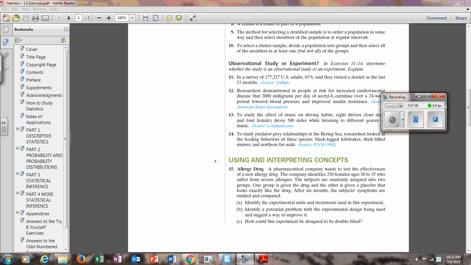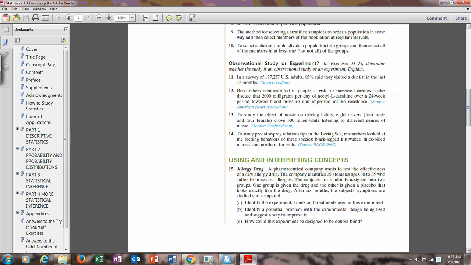Okay, number 15. We're looking at an allergy drug. Pharmaceutical company wants to test the effectiveness of a new allergy drug. The company identifies 250 females aged 30 to 35 who suffer from severe allergies. The subjects are randomly assigned into 2 groups. One group is given the drug, and the other is given a placebo that looks exactly like the drug. After 6 months, the subject's symptoms are studied and compared. A. Identify the experimental units and the treatments used in this experiment.